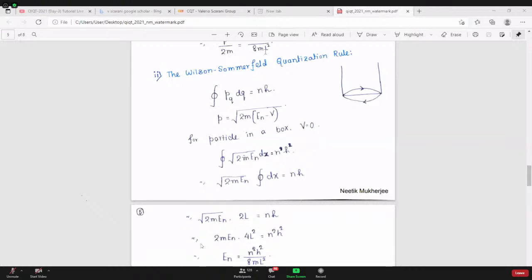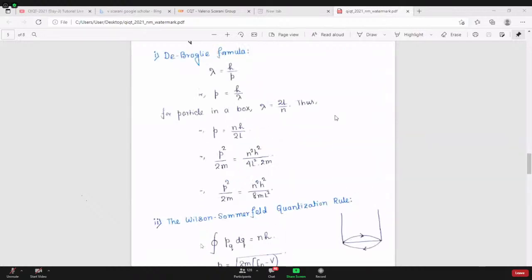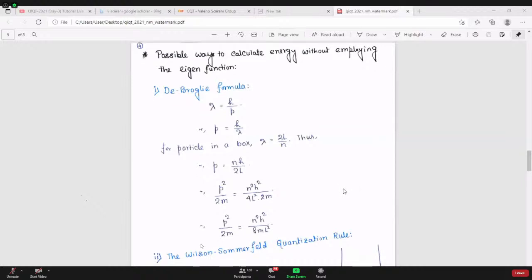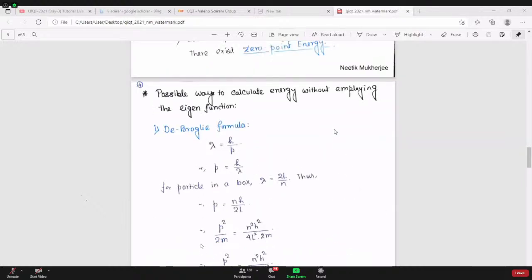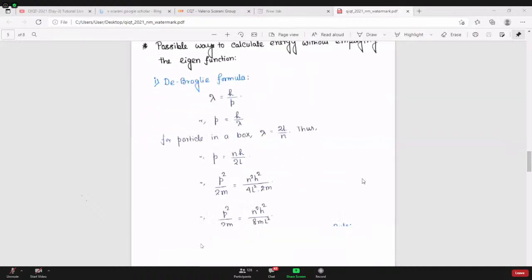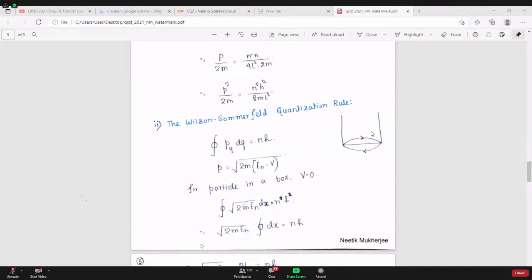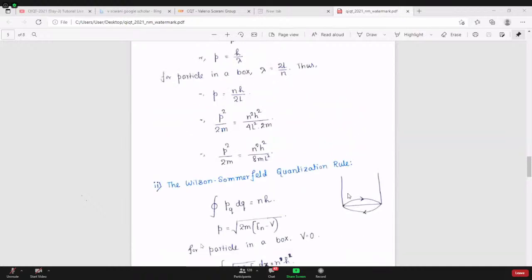Sir, could you explain for the first method, lambda equals 2L by n? Could you explain how we got it? Is it something experimental, or have we assumed it empirically? You can draw it. Look, if you complete your wave, this is for the ground state. So for n equal to 1, you will see this one.